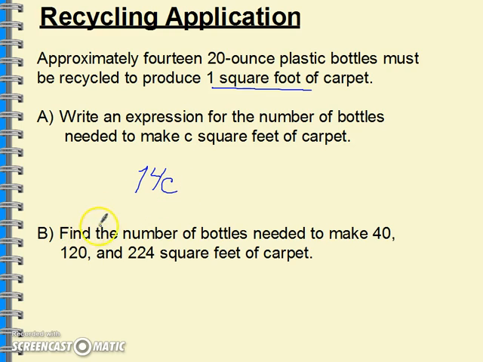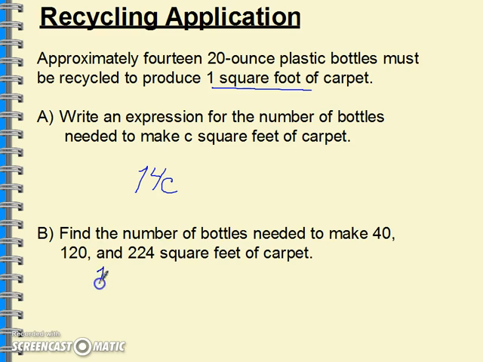In B, it says find the number of bottles needed to make 40, 120, and 224 square feet of carpet. Take a moment and pause the video and try using your substitution to figure out how many bottles are needed for each of these square foot amounts. Now that you've had a chance to try and solve this, let's see what happens.